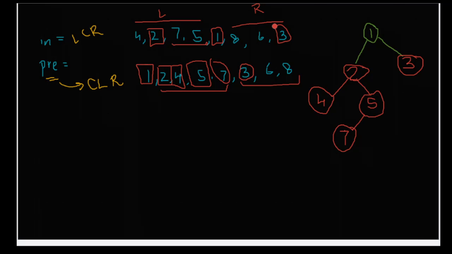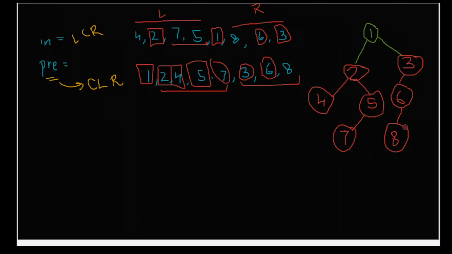Now 6 and 8 both come in the left, so these are in the left subtree. Which should come first? The one following the pre-order. So 6. So the left subtree should contain 6. Now again let's check here. This comes to the left. Again this is a left child of this. And 8. So this is how the tree is constructed.